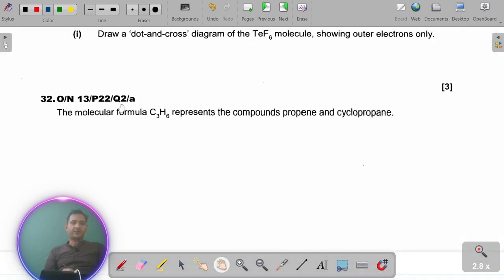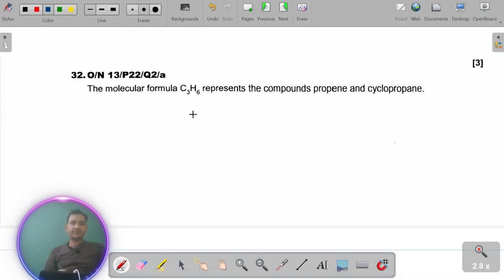So the molecular formula C3H6 represents the compounds propene and cyclopropene. Propene means carbon and carbon, when there is a carbon to carbon double bond. Now two hydrogens, because each carbon makes four bonds. Carbon is making 1 and 2 and double 3.